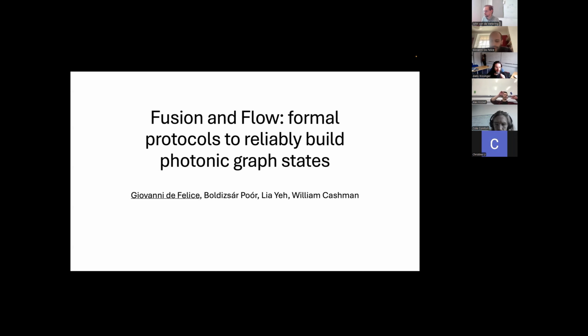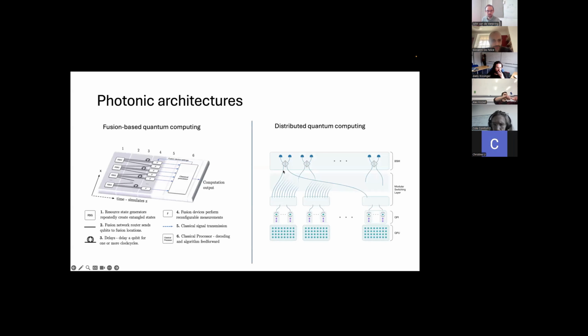And the main motivation for this work is to try and understand and develop formal tools to understand photonic quantum computing. In this slide, you can see two pictures from papers. One is the fusion-based quantum computing paper by PsiQuantum on the left, and the other one is a very recent paper by Nu Quantum on distributed quantum computing. And these two pictures have some similarities.